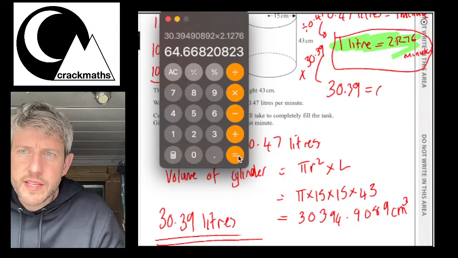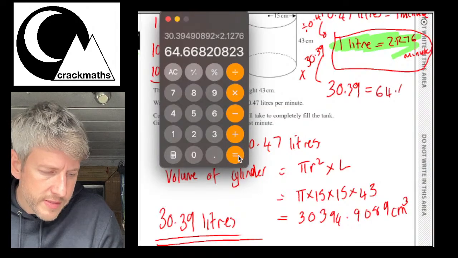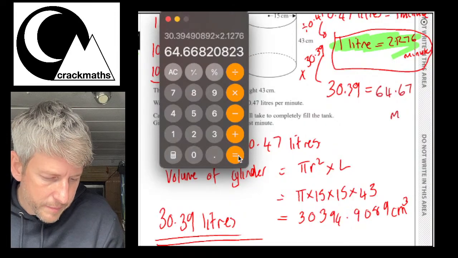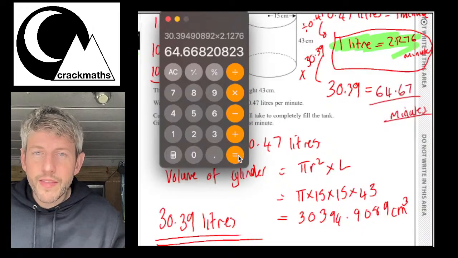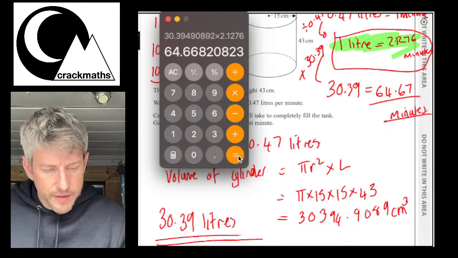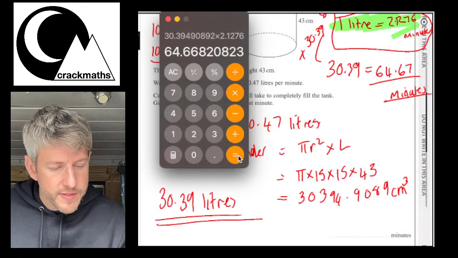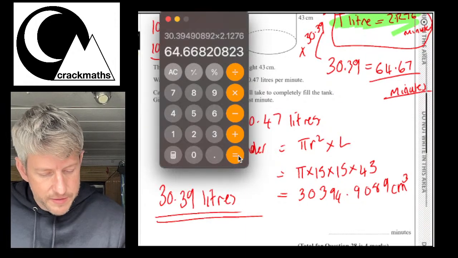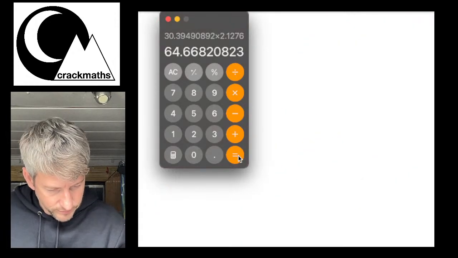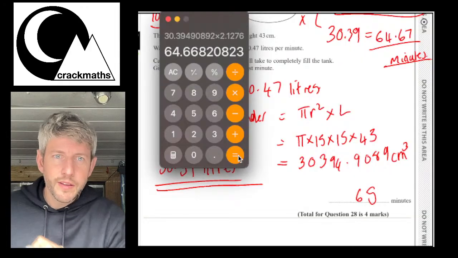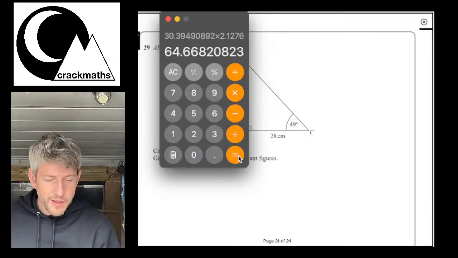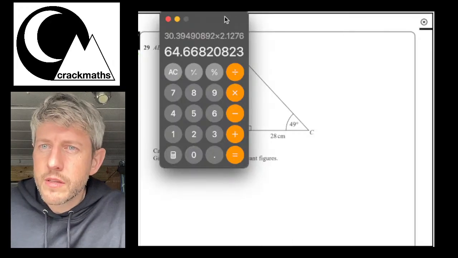And here we go. That's 64.67 minutes, and that will be our answer. Give your answer to the nearest minute. So 64.67 will be 65 minutes. Okay, there we go. Right, more questions.